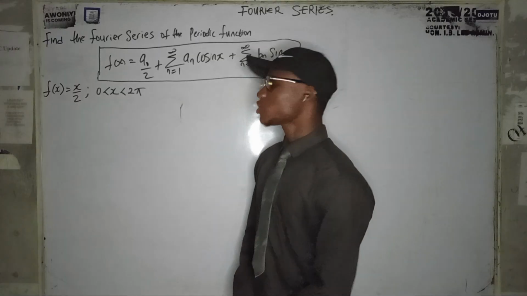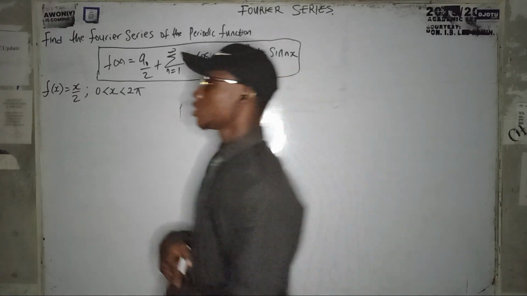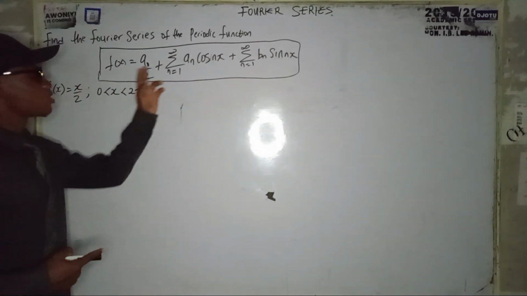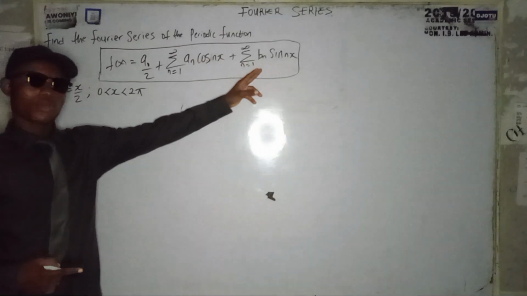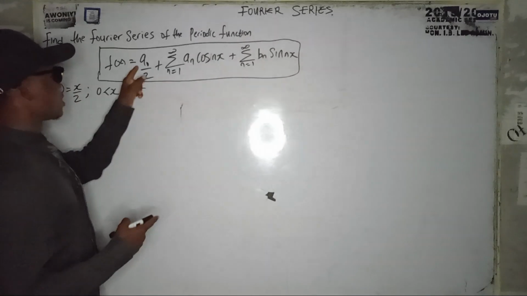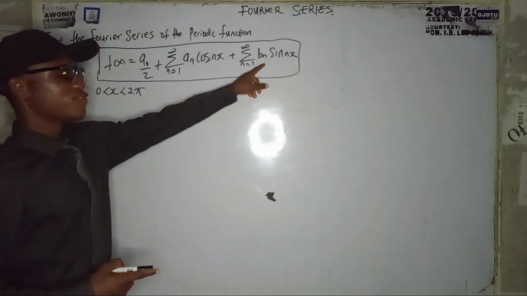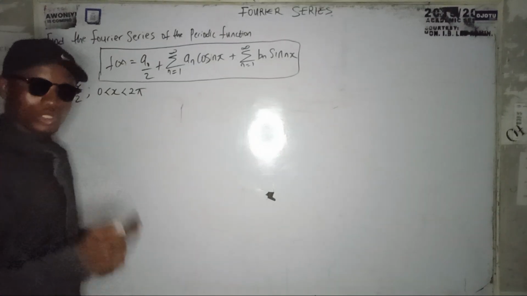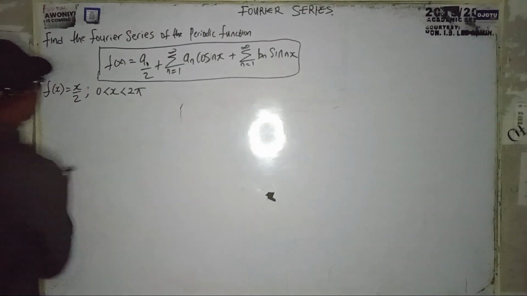Now, if I find the Fourier series, we know that we are trying to put it into this form, but what we need to get are our coefficients a naught, an, and bn, which is what we need to get. So now let us move on with it.